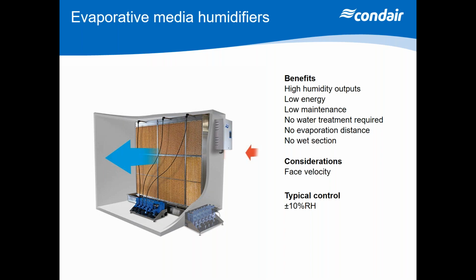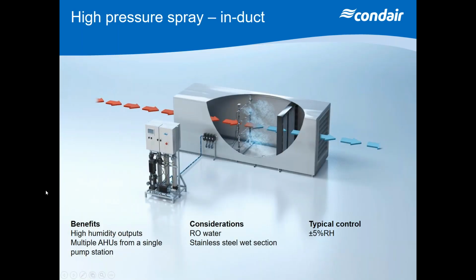But if you want closer control than that, or indeed you want to humidify in the winter and utilize the system for humidification and you want closer control, then you would look at a different type of system. Then you would look at a high pressure spray system. Now a high pressure spray system is working in a completely different way.